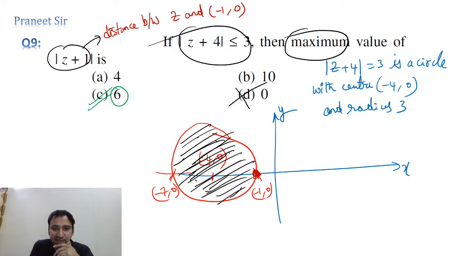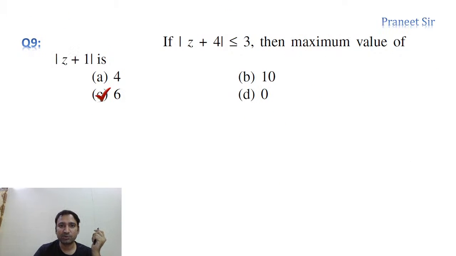How is 6 correct? If the point (-1, 0) is here, where do we take the z value to get the maximum? If I take the z value here, then we get this distance as maximum. What is this distance? This distance is 6 units. So 6 is the maximum distance we can have. Clear now? Everyone understood? So the third option is the answer, guys. Clear? Chalo, let's move to the next question.